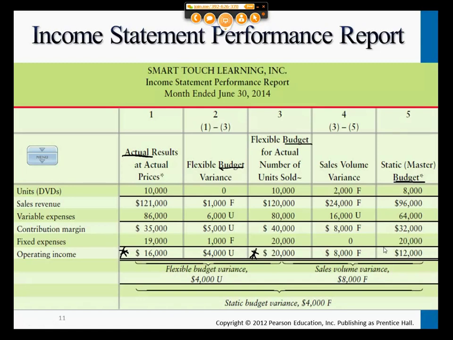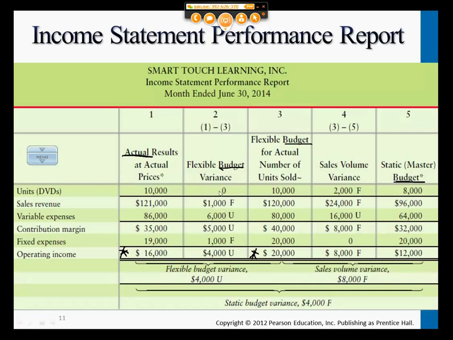right? Okay, so what are we going to do here? We said we have two types of variances, flexible budget variance and the sales volume variance. So putting together these three columns is going to allow us to calculate these variances, all right? So first you put 1, 3, and 5 together, right? Leaving space in between. Now you want to calculate the variance. We said that the flexible budget variance is the difference between the actual results at actual prices and the flexible budget for actual numbers of units sold. So you calculate 121,000 minus 120 is 1,000, and it's favorable, right?